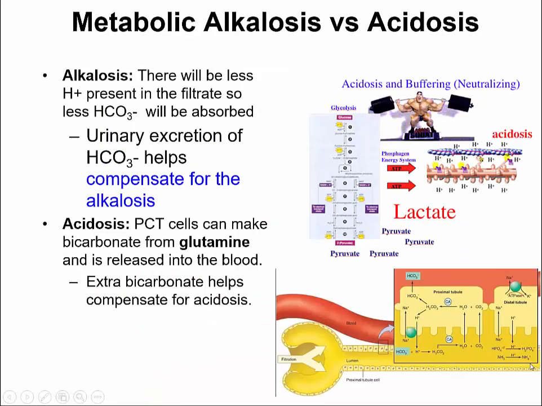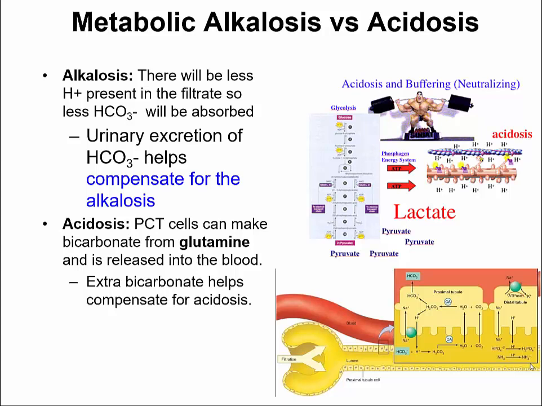We're looking at metabolic acidosis and alkalosis, and we're also going to be talking about respiratory acidosis and alkalosis. We're going to see that the kidneys are really important in helping to regulate your body's pH. For example, if you're in alkalosis, meaning that the pH of your blood is higher, you have fewer hydrogen ions, so there will be fewer hydrogen ions present in the filtrate, and less bicarbonate gets reabsorbed. Because if you're in alkalosis, you don't want your kidneys to reabsorb more bicarbonate.